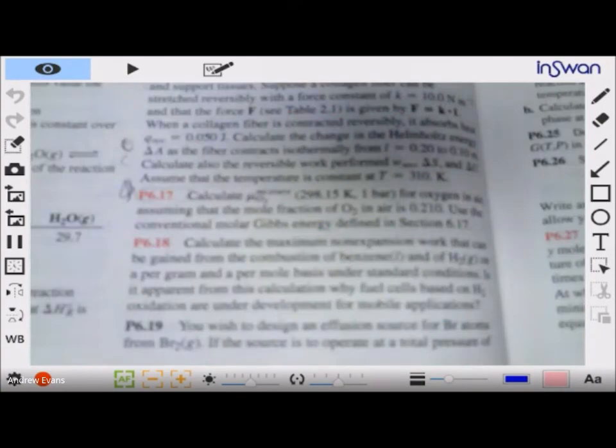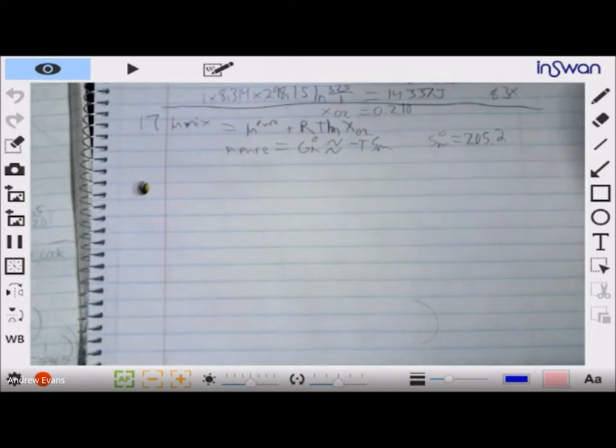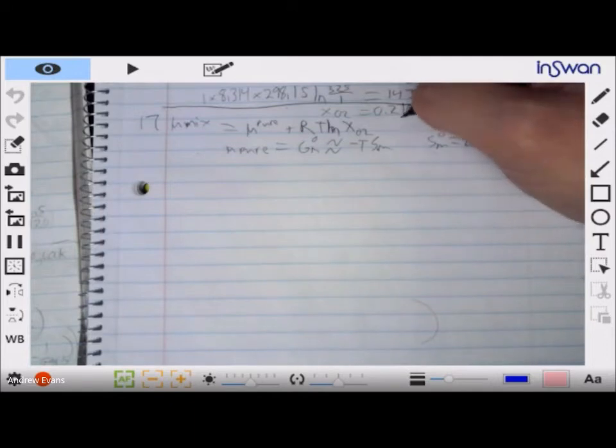Okay, looking at problem number 17. Calculate the chemical potential of mixing for oxygen at 298.15 K and 1 bar in air, assuming that the mole fraction of oxygen in air is 0.210. Use the conventional Gibbs molar energy defined in section 6.17. Number 17 asks us to calculate the chemical potential of a mixture of oxygen and air, assuming that the mole fraction of oxygen is 0.210.